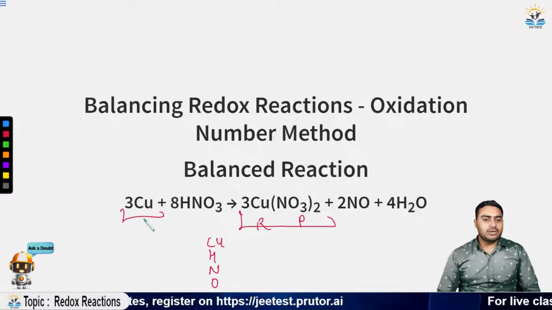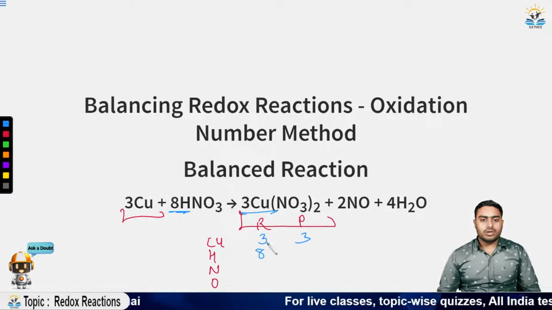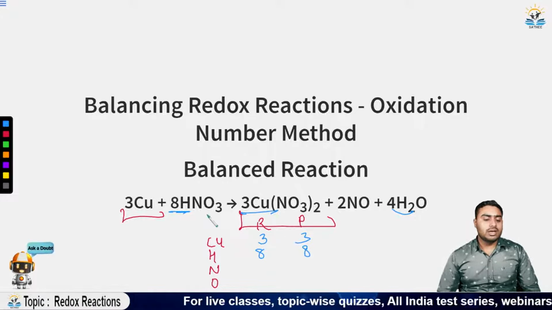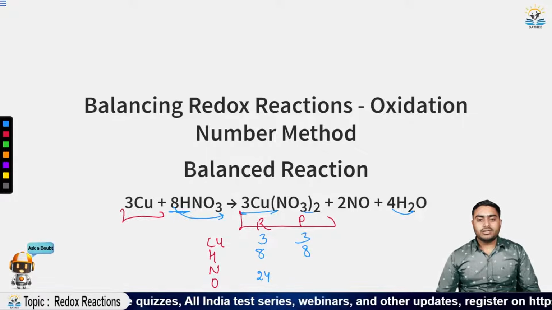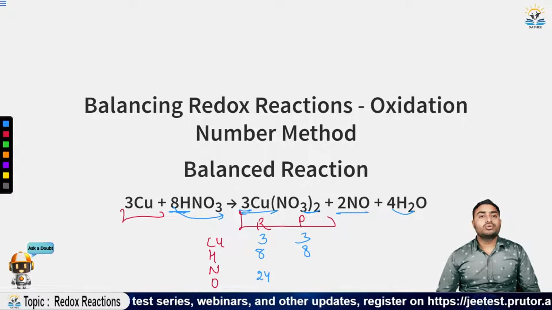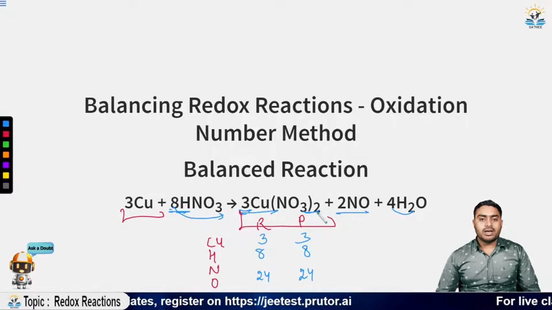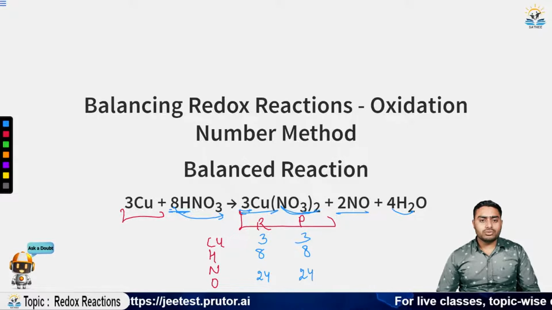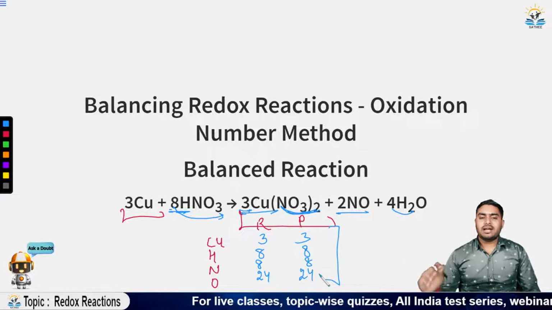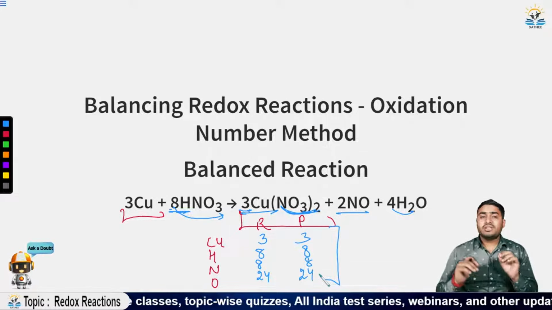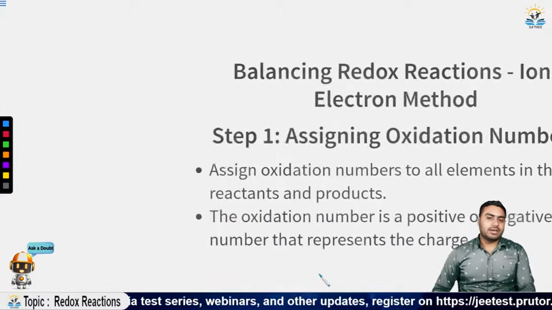So copper in the reactant side you can see 3 copper, and product side 3 copper. Hydrogen, 8 hydrogens, okay, and product side 4 times 2 is 8 hydrogens. On the reactant side you can see 8 times 3 is 24 oxygen, okay, product side 3 times 6 is 18, 18 plus 2 is 20, plus 4 is 24 oxygen. And nitrogen, you can take 8 nitrogen, and here 3 times 2 is 6, 6 plus 2 is 8 nitrogen. So both sides 8 nitrogens are available. So you can see the number of atoms of each and every element on both the reactant side and product side are equal. So you can say this is a balanced chemical equation.